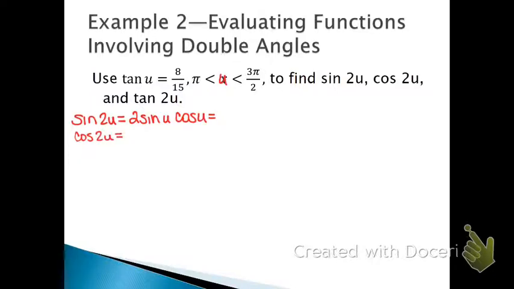I could choose either one of those three. It doesn't matter which one. Which one do you want to use? Pick one. All right, so 1 minus 2 sine squared of u. And then tangent of 2u says 2 tangent of u over 1 minus tangent squared of u. So if I know sine, cosine, and tangent, I can just plug them in, can't I? But I do know tangent. How am I going to use that to help me here?